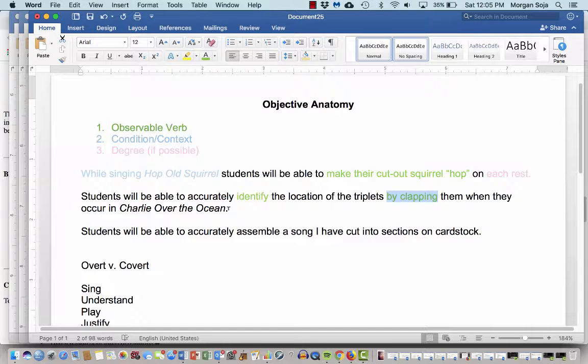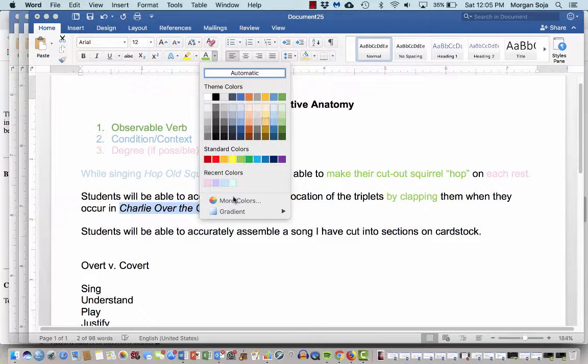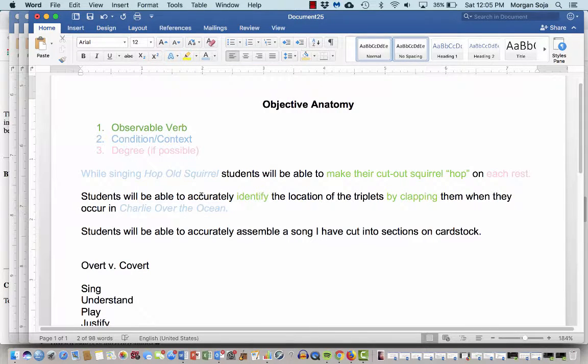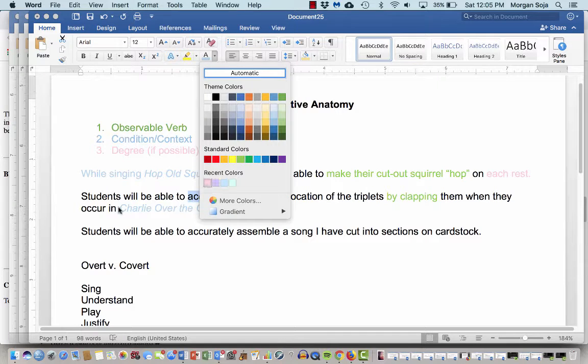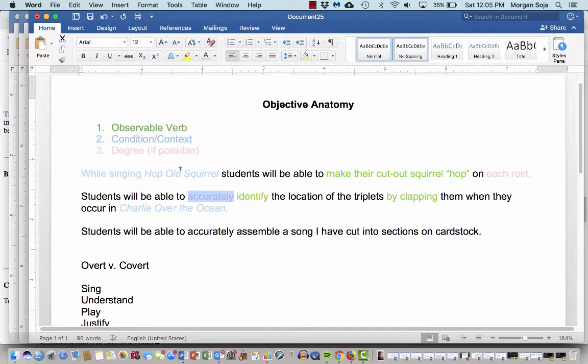Let's look at the condition or the context. The context here is Charlie Over the Ocean. That's where we're going to be having the students do this clapping. So they'll accurately, that's the degree to which we want them to do it. We want them to do it correctly. And/or when they occur, right? So every time they occur, we want them to make sure that they clap the triplets. And the triplets are the thing we want them to do.